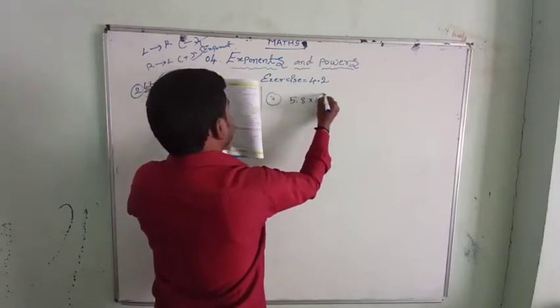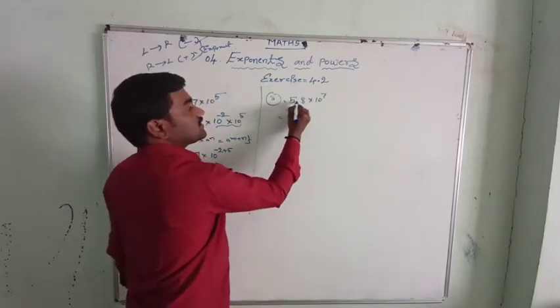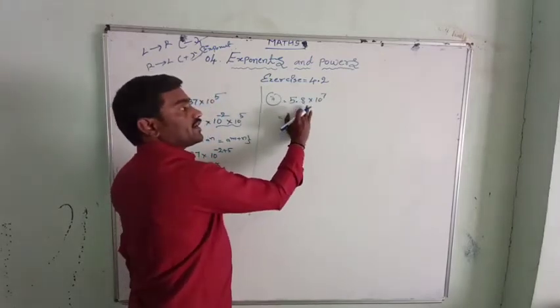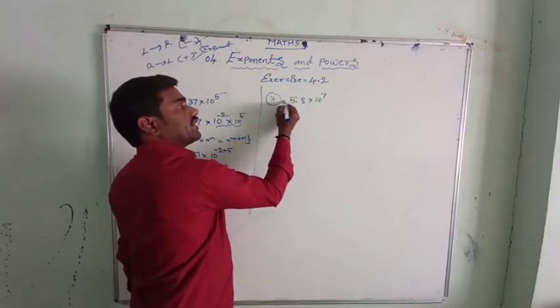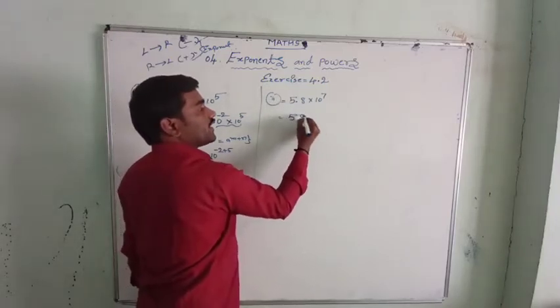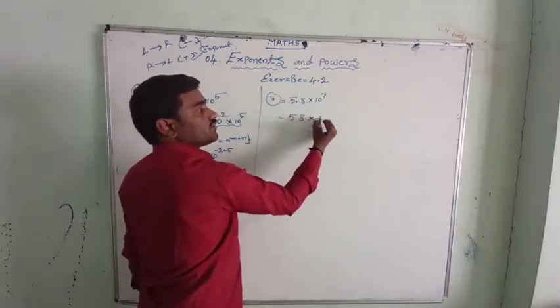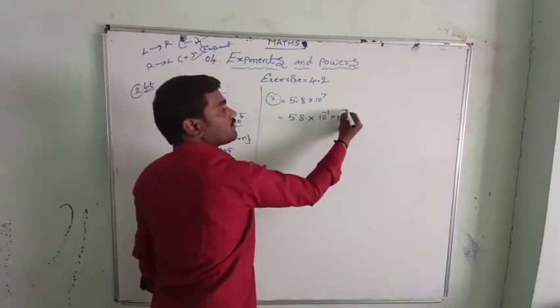5.8 into 10 to the power of 7. Very simple. See, this decimal should move till here. 5.8 should not come, so completely we have to get 58. So we go for that. 58 into only one decimal digit is moving. So 10 to the power of minus 1 into 10 to the power of 7.